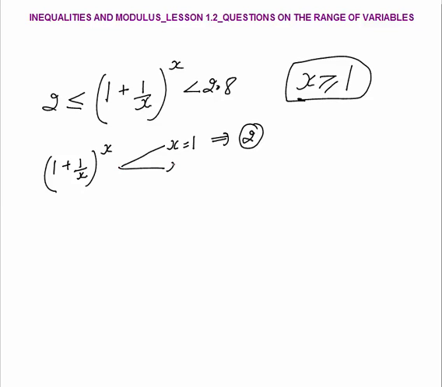Now if x is equals to 2, what you will get? You will get 1 plus half, that is 1.5 power 2. If you solve this, you will get 2.25. But again you can see that this is less than 2.8. So the maximum, it will be nearest to 2.8. It won't be equals to 2.8, just less than 2.8.